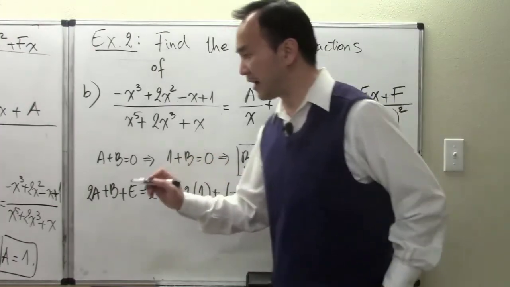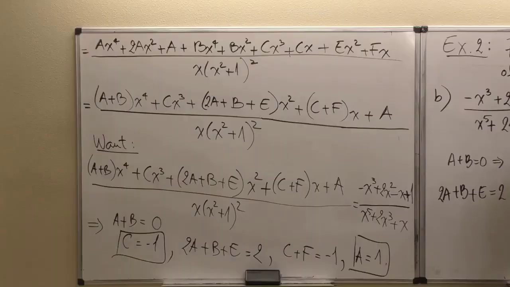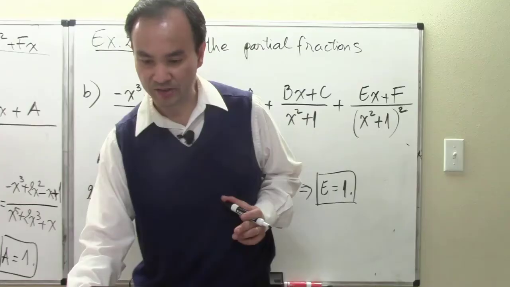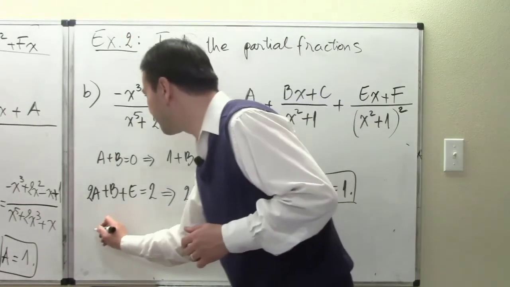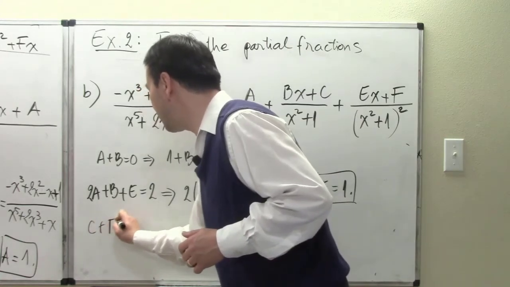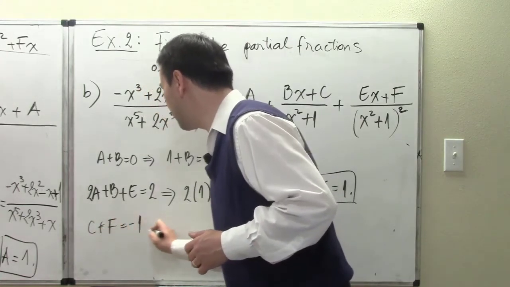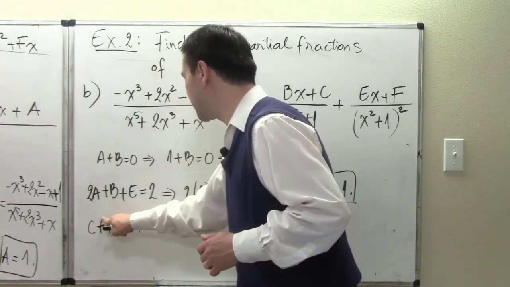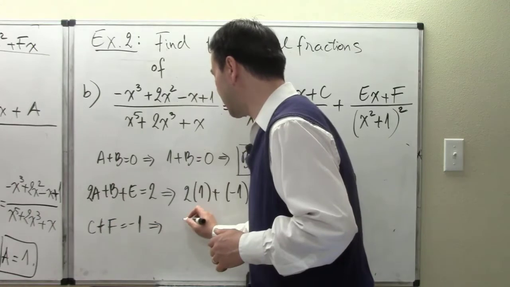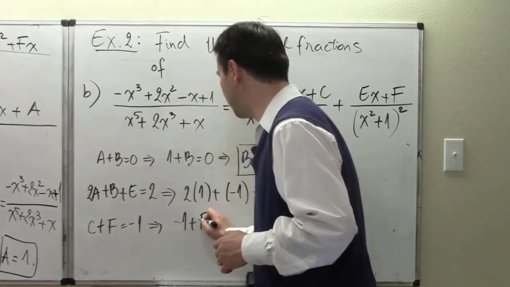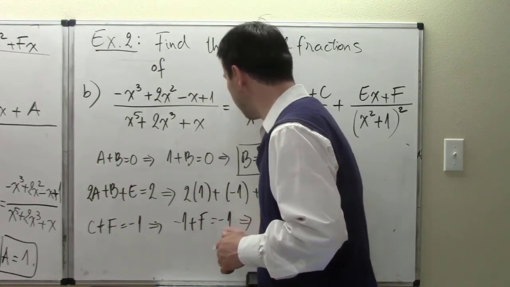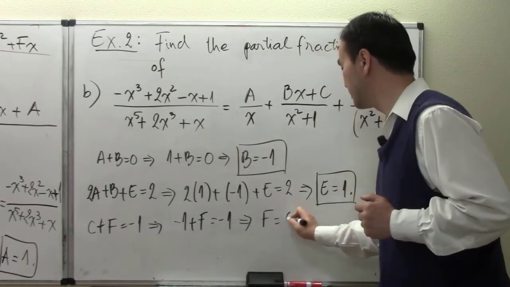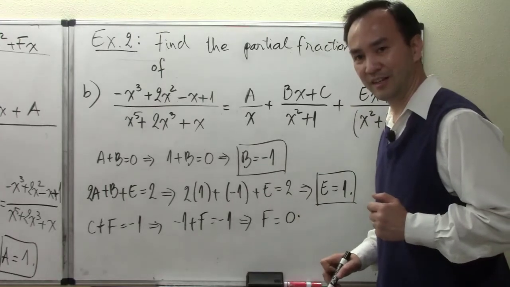We already knew the value for c from the other board. Another reminder, c equals -1. So how is that useful for us? This equation, c plus f equals -1. But now we know that c equals -1 from the other result that we already had. So that means -1 plus f equals -1. So now it's leading to f equals 0.